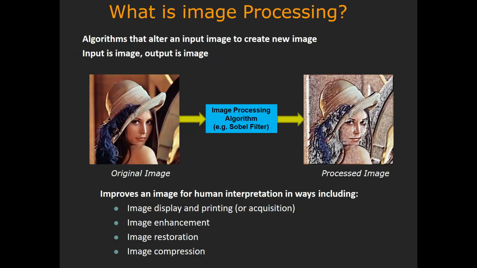So what is image processing? Algorithms that alter an input image to create a new image. So input is an image and output is also an image. We are applying some kind of algorithm to get a processed image. For example, in this case, we are going to detect the edges. For that, we have applied some filtering operations, in this case a Sobel filter. It improves an image for human interpretation, and includes image display and printing, image enhancement, image restoration and image compression.